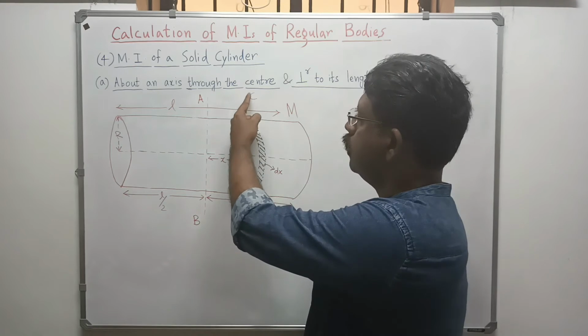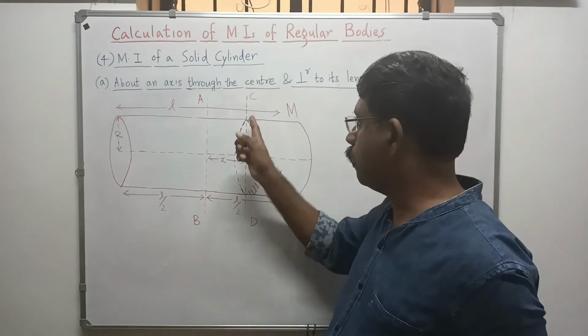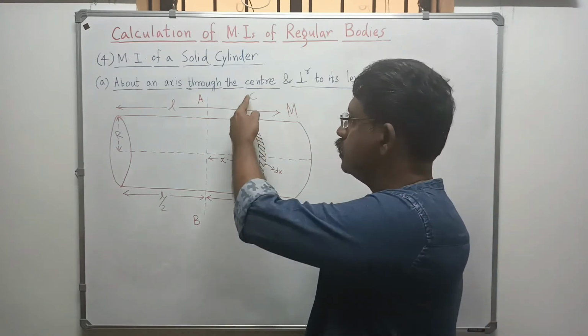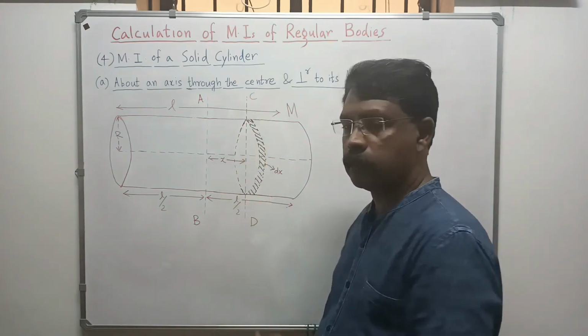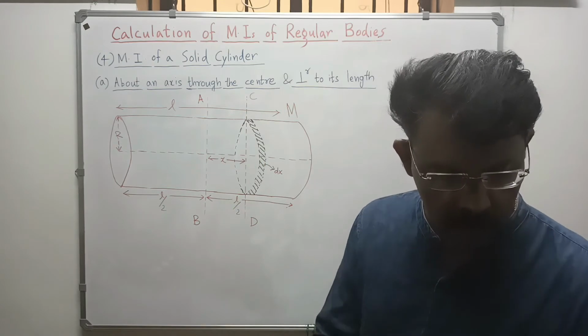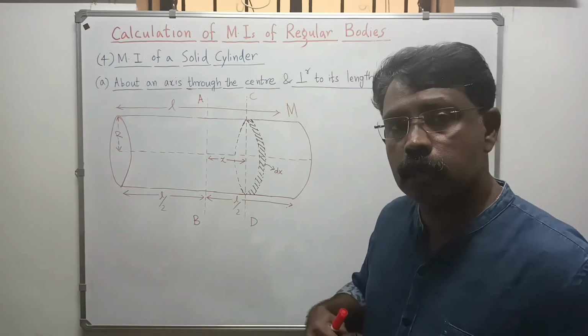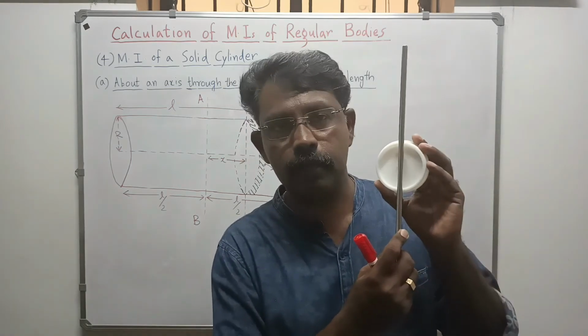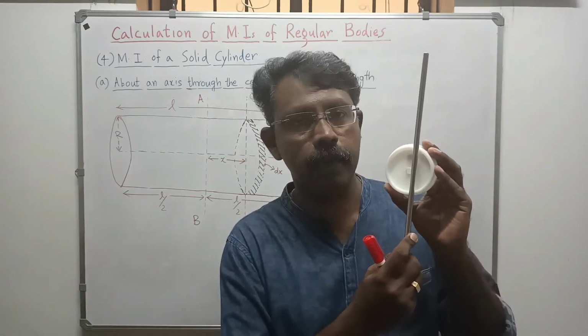Then we will calculate the moment of inertia of this disk about this axis. But you have to remember that this is a disk, and this is an axis passing like this. That means we have already derived the expression for the moment of inertia of a disk about this axis, which is the diameter, as mr squared by 4.